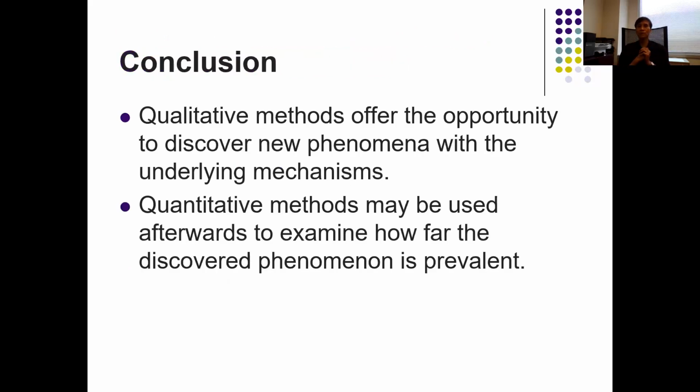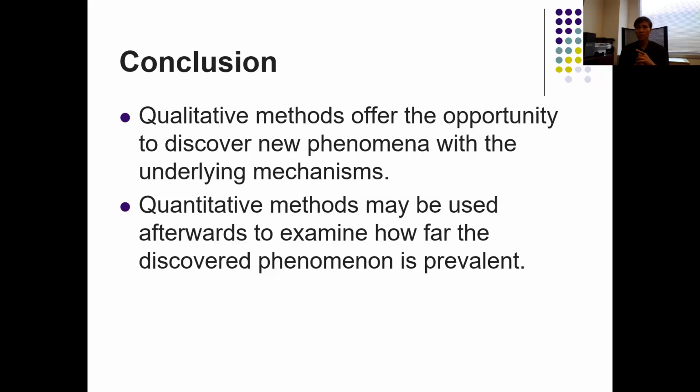Okay, so my conclusion is that qualitative methods will help researchers to discover new phenomena, which you cannot do with quantitative methods. But quantitative methods may be used afterwards to examine how far the discovered phenomenon is prevalent. So that's why I follow with a questionnaire survey, and with the survey I also examine the case of organizational unlearning in addition to knowledge transfer and so on.